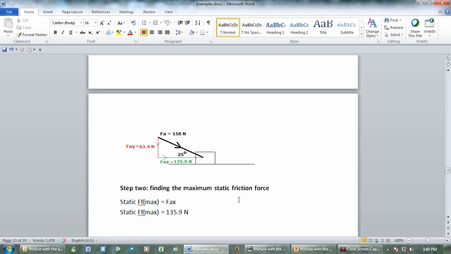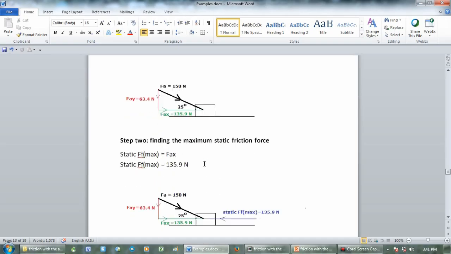Step 2, finding the maximum static friction force. Since the object is just starting to slide, we can say the maximum static friction force equals the horizontal component of the applied force. So the maximum static friction force equals 135.9 newtons.